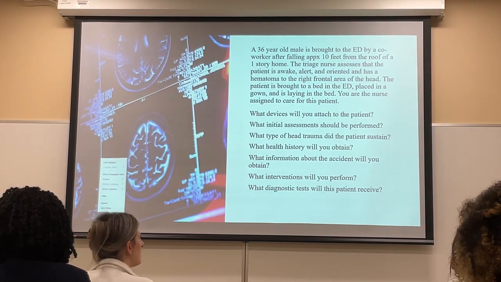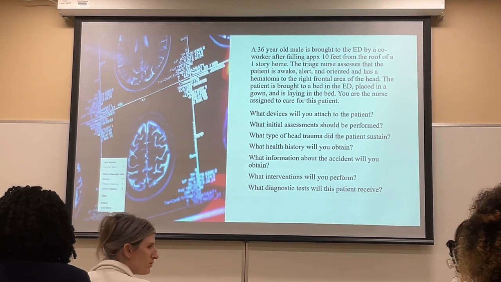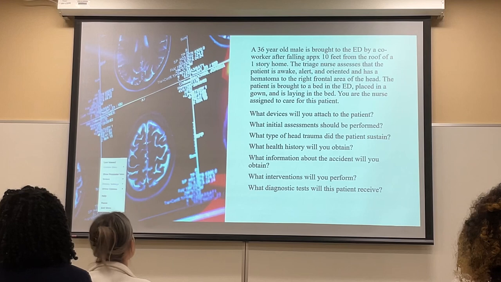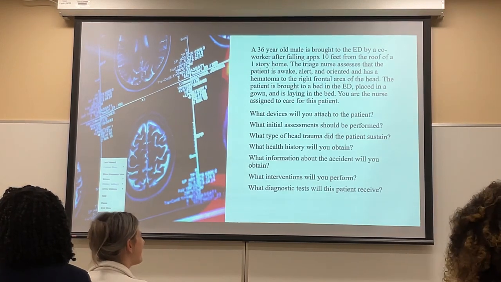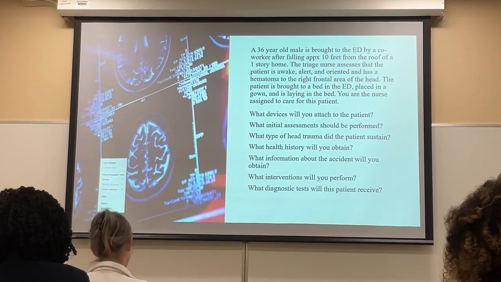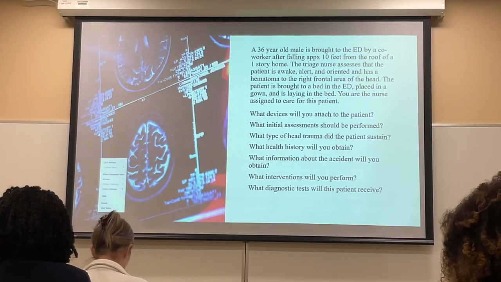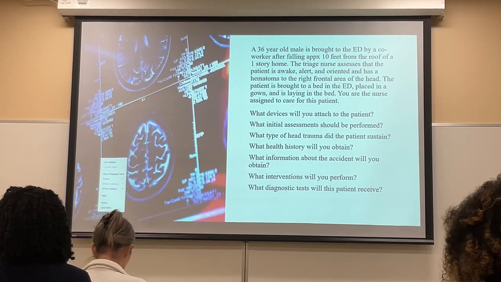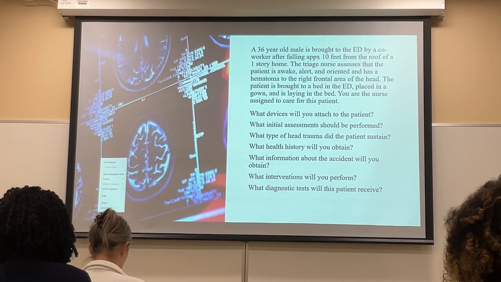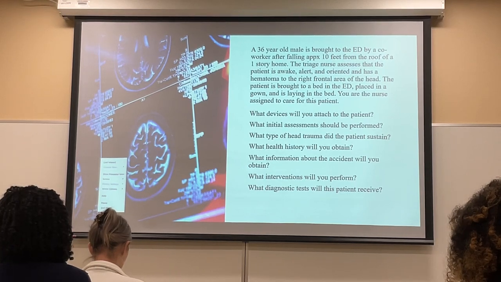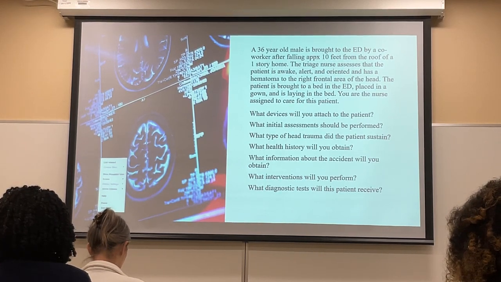What's another thing, especially for neuro patients, that you want to ask them? Did you lose consciousness? Do you remember everything that happened? And he's like, oh yeah, I remember falling off that roof and hitting my head. But there are some patients who have no recollection. That's worse. If you cannot recall the injury or the accident, that's worse. It's called amnesia to the events. Fancy word.